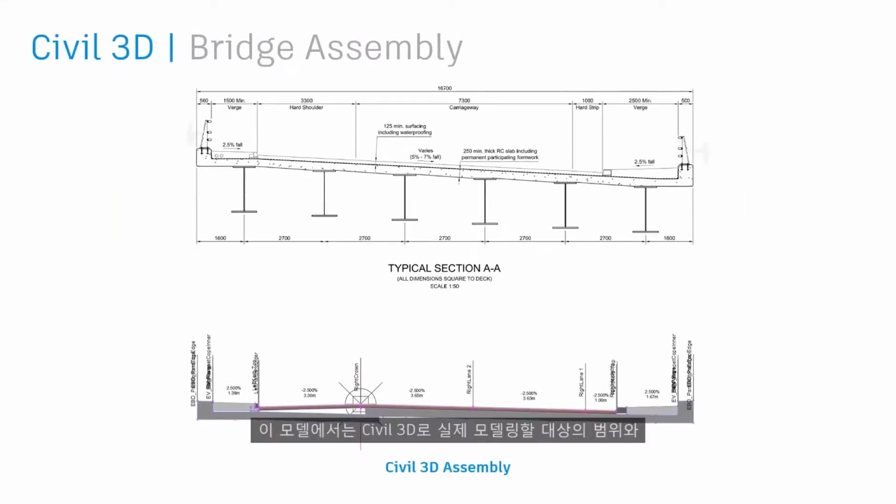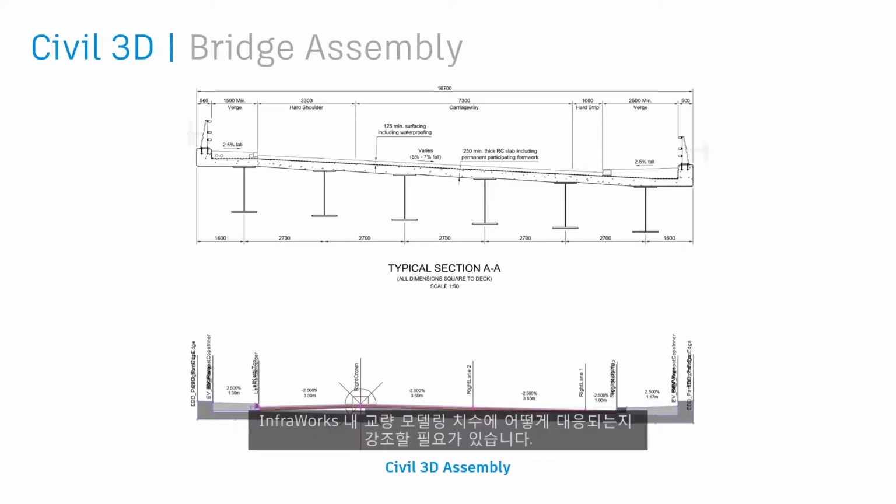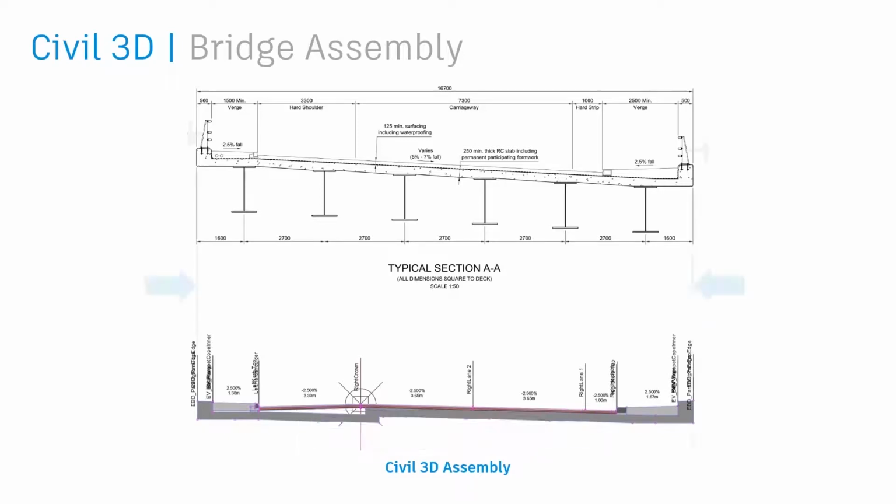So in this model, we need to be highlighting the extent of what we are going to actually be modeling in Civil 3D, and how it is going to correspond to the bridge modeling dimensions inside of Infraworks. This also corresponds to the outer extent of the bridge deck required in the Inventor model. So what actually needs to be modeled?